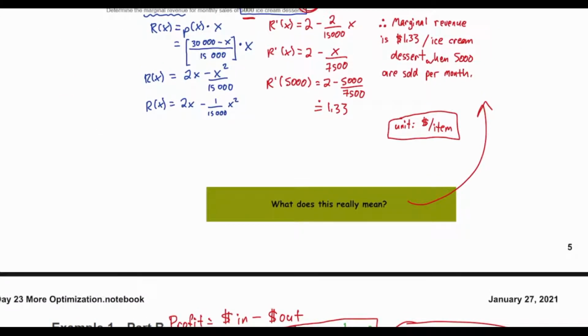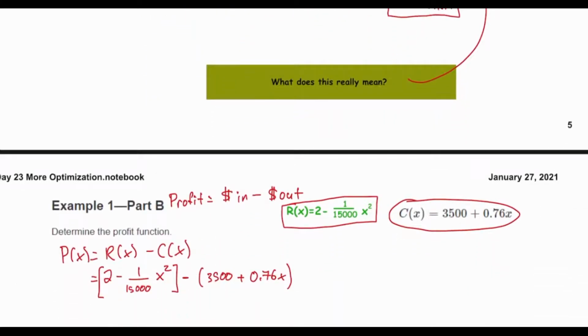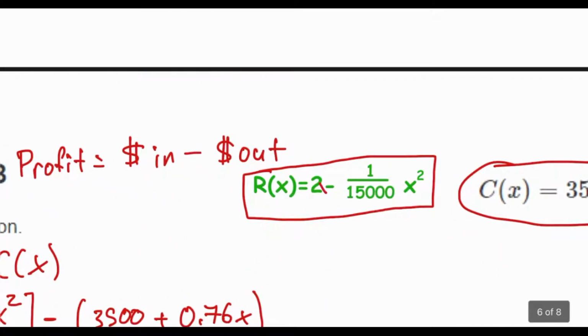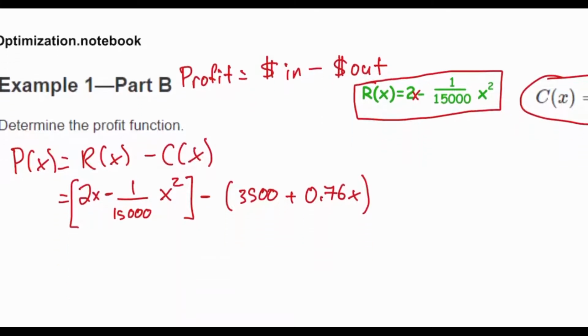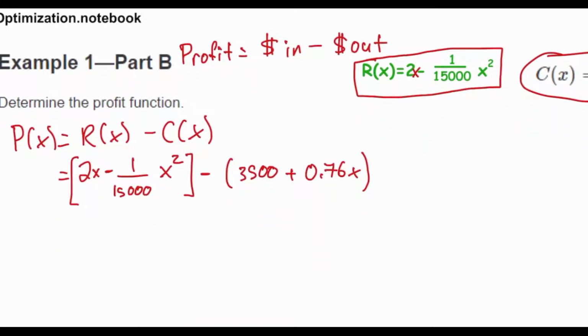Let's be careful. There's actually a small mistake here. Notice our revenue has an x in it, and the x is missing from here. So let's put that back into our question right away before we forget it and make a mistake. All right, let's tidy this up a little bit. So we're going to have 2x minus 1 over 15,000 x squared minus 3,500 minus 0.76x.